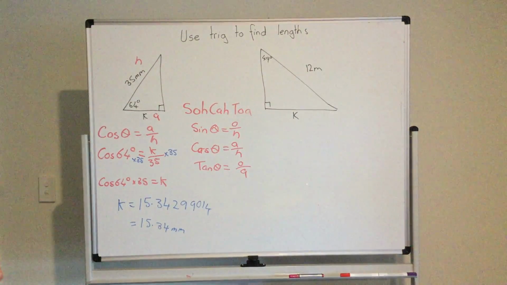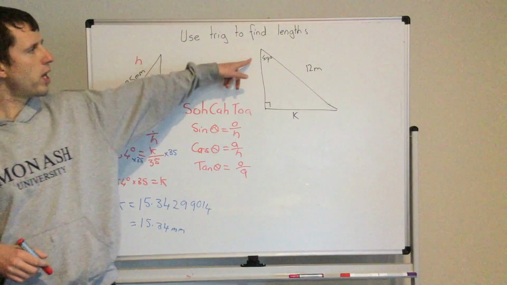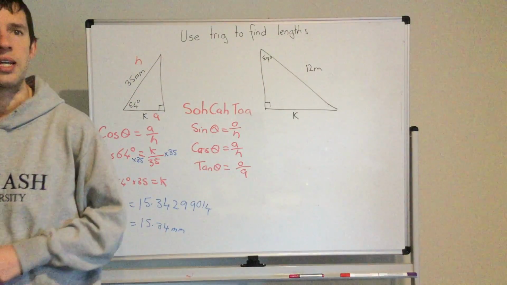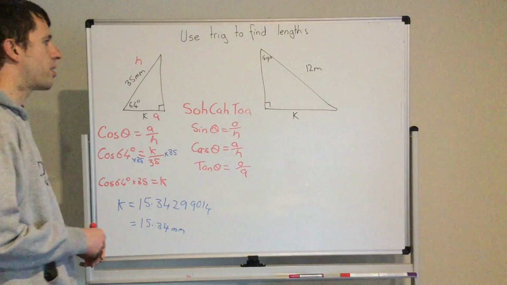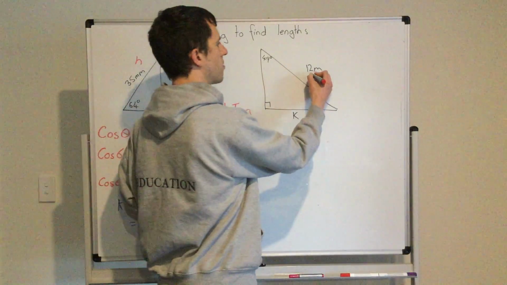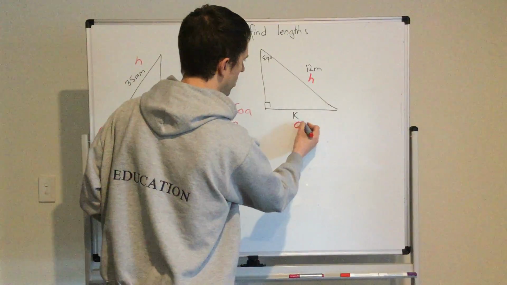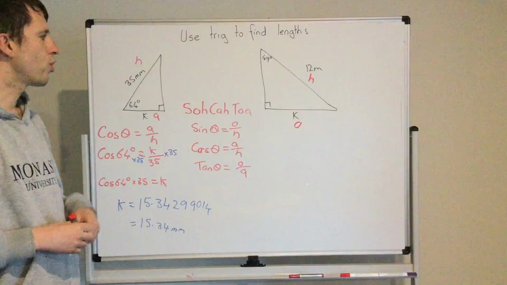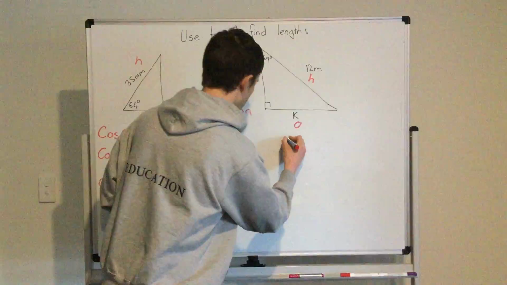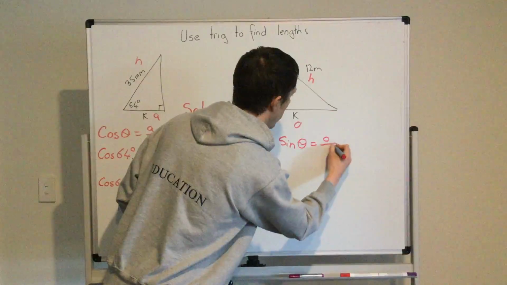Let's have another go. We've got this triangle over here. It's still a right angle triangle, but I've got the angle up here, and I'm trying to find this side over here now. So the first thing I need to think about is I've got 12 meters over here, so that is my hypotenuse. This side K is opposite, so O. So we're looking at O and H. That tells me we are looking at sine.